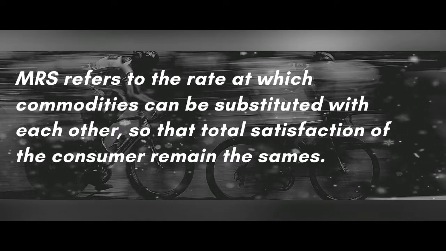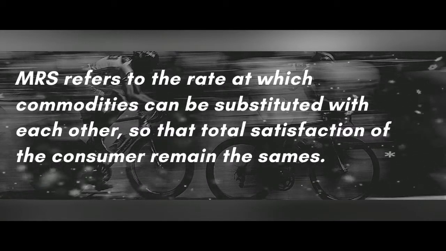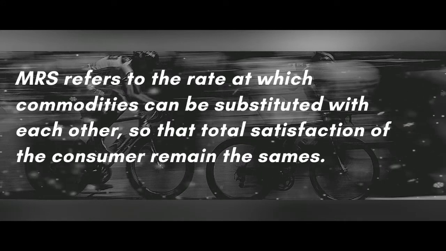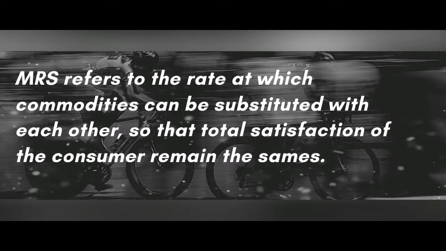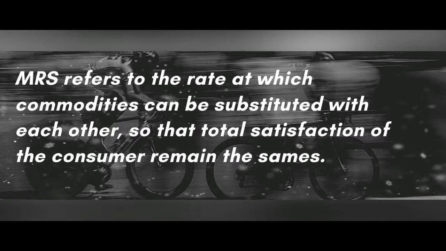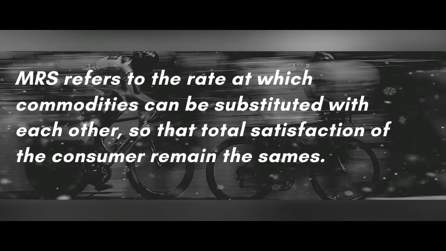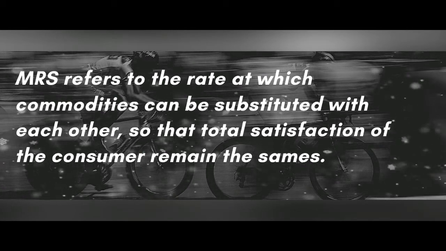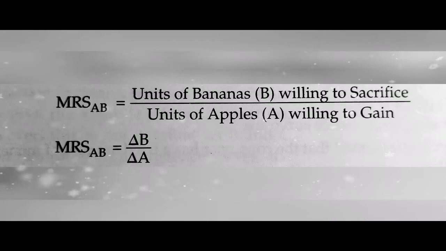Next we'll see marginal rate of substitution. So what does this mean? It refers to the rate at which the commodities can be substituted for each other. So how can they be substituted and why should they be? So that the total satisfaction of the consumer remains the same. You have to consume both the goods you need to purchase, but the satisfaction must remain the same.